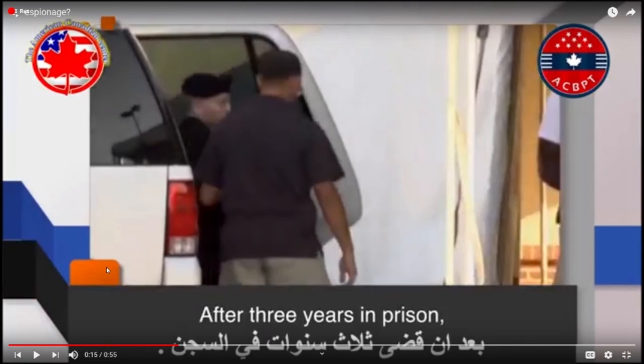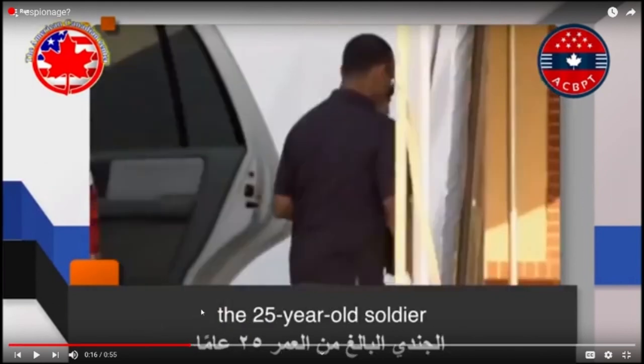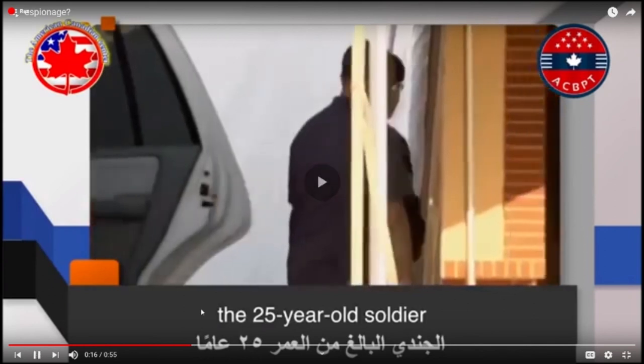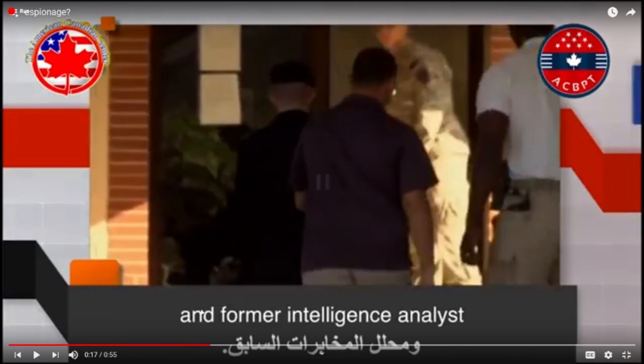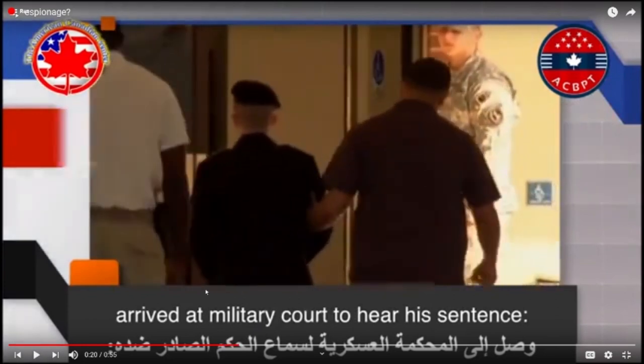After 3 years in prison, بعد أن قضى ثلاثة أعوام في السجن, the 25-year-old soldier, الجندي الذي عمره 25 عاما, and former intelligence analyst, ومحلل استخبارات السابق, arrived at military court, المحكمة العسكرية, to hear his sentence.